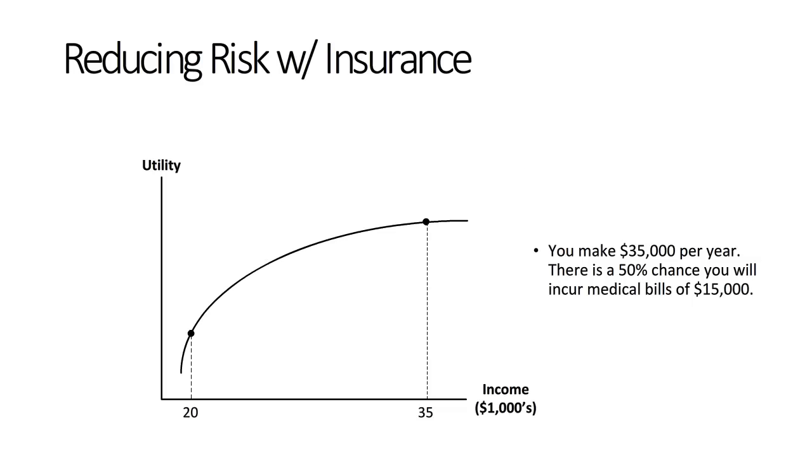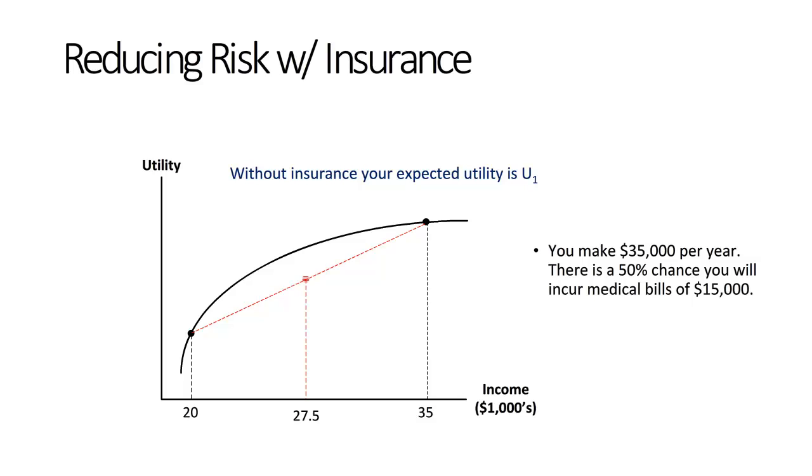It could come from living in a floodplain or in a crime-prone area, perhaps from living in a rural area beyond the reach of the local fire department. Or it could come in the form of medical bills. Suppose you make $35,000 and have a 50-50 chance of a $15,000 medical bill. Notice the expected value is different now. It's 0.5 times 20,000 plus 0.5 times 35,000, yielding an expected value of $27,500 as shown in the figure.